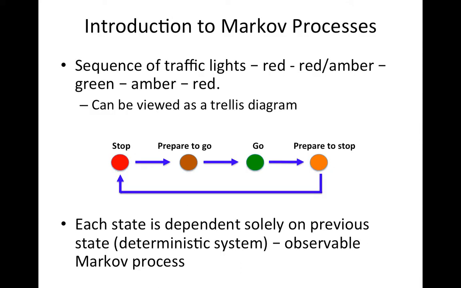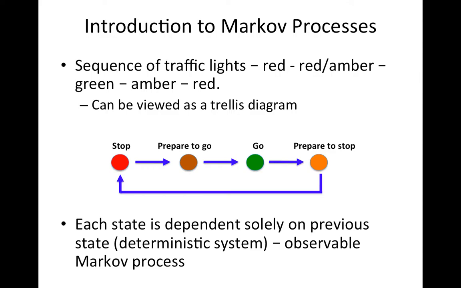So for instance, a simple example: a sequence of traffic lights. You have red. If you're in Europe, it's red and amber, and then it comes to green, and then it once again comes to amber, and then red. Okay, so this can be viewed as a trellis diagram. This is a classic diagram; the state diagram is called the trellis diagram. So you have a stop, and then you have red amber here, and then you have a go, and then you have prepare to stop, and then it feeds itself, right? The key characteristic of this state is that each state is dependent solely on the previous state. It's a deterministic system, and it is what is known as an observable Markov process.